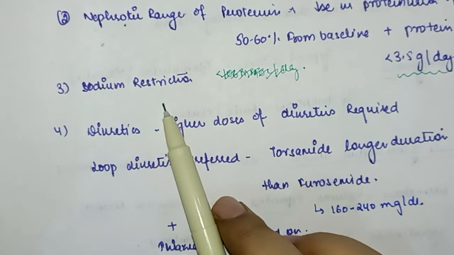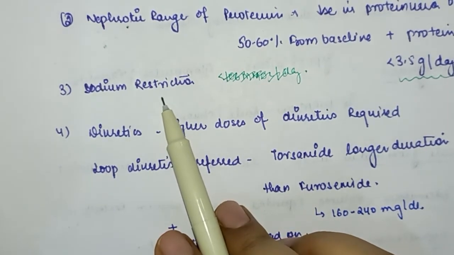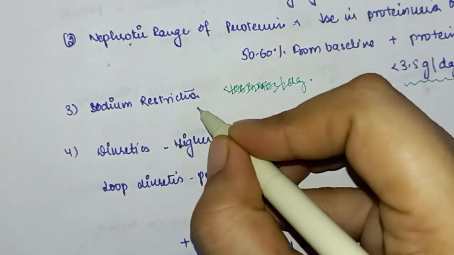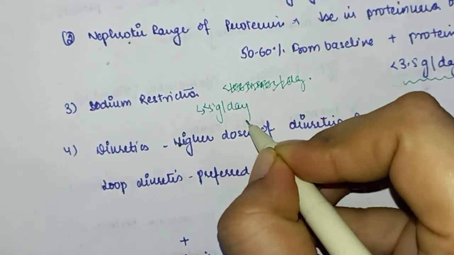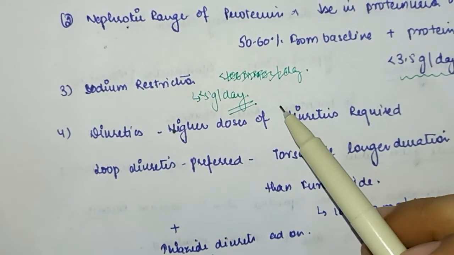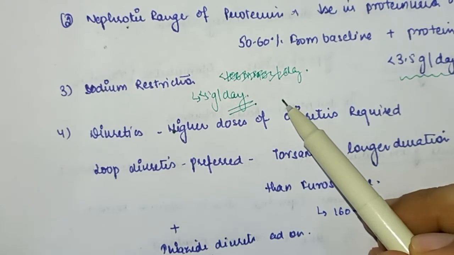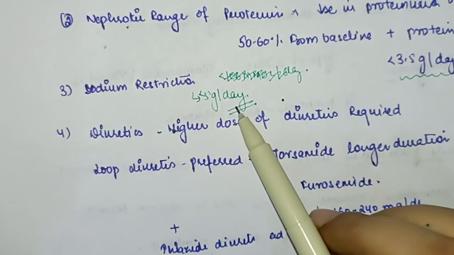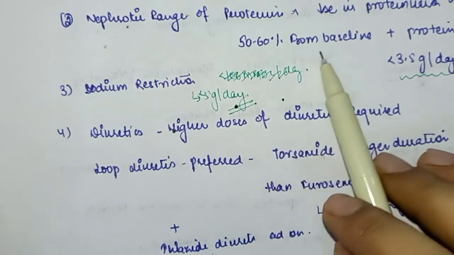One most important thing in controlling the blood pressure in kidney disease patients is sodium restriction. So sodium should be restricted to less than 5 gram per day. Like we have already discussed, in glomerular disease the main problem is sodium retention, which results in volume overload. Sodium restriction is very important in treating hypertension in kidney disease patients. So these are the main goals.